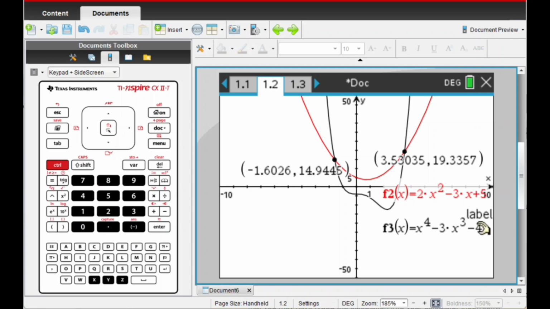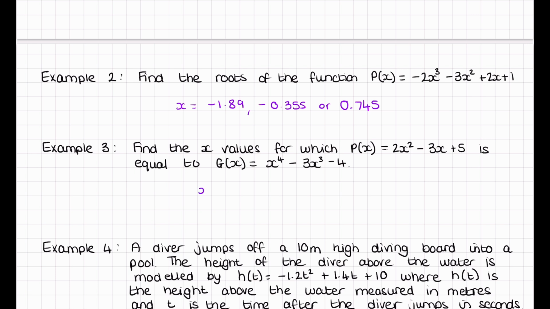So the x values is all we want for this question, so it'd be negative 1.60 and 3.53, both to three significant figures. And we only want the x value in this, remember, even though we had a coordinate in our answer, but the x would equal negative 1.60 or 3.53.